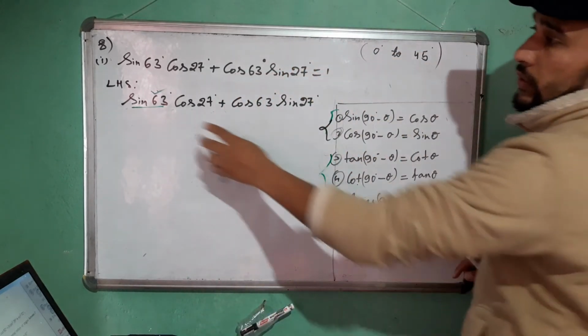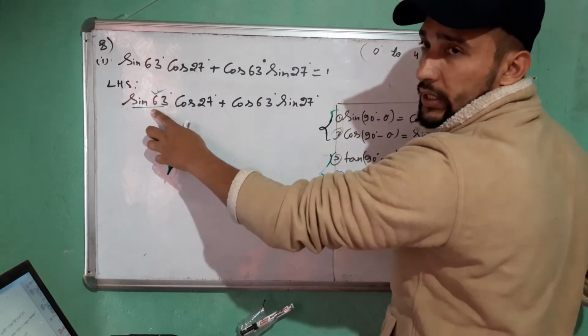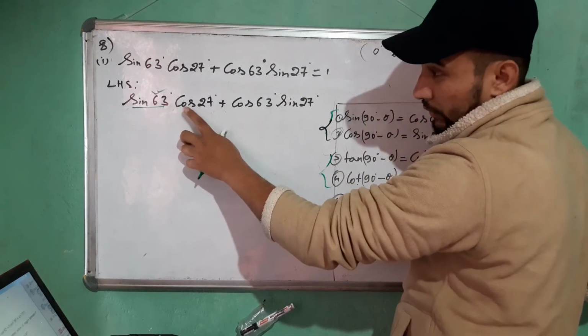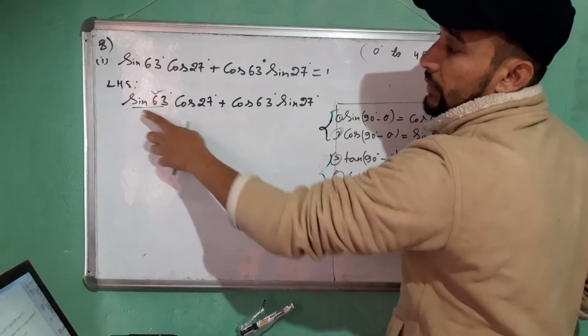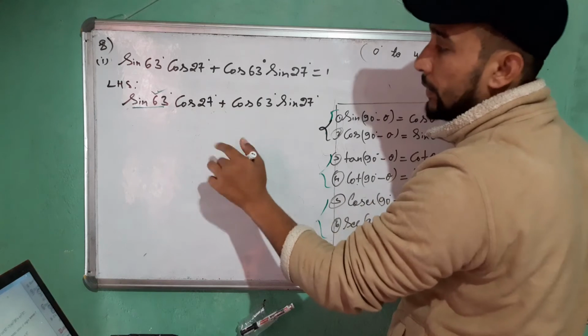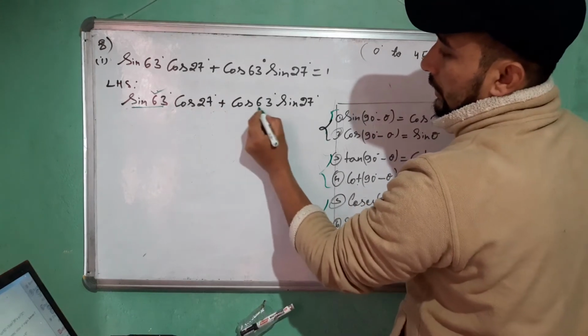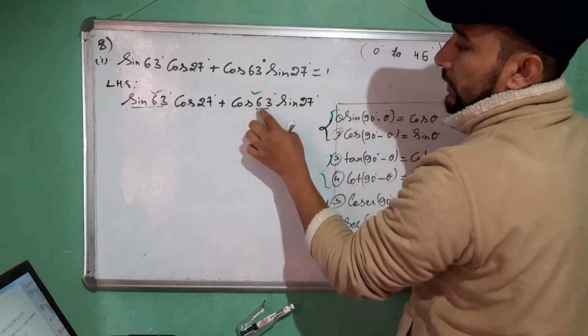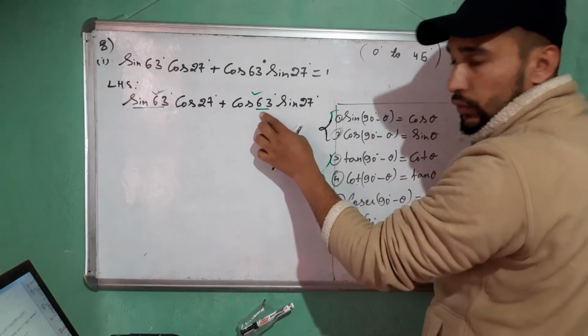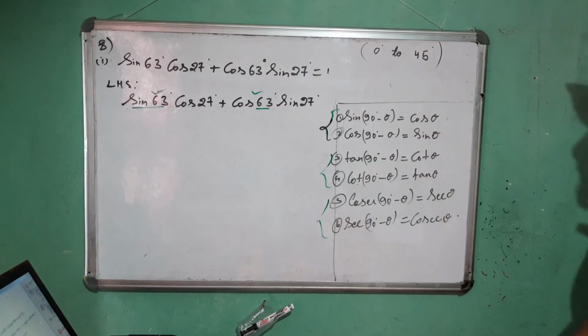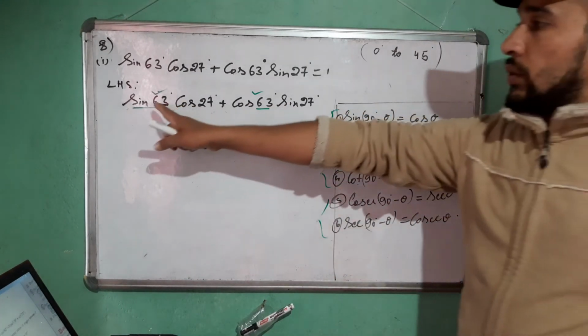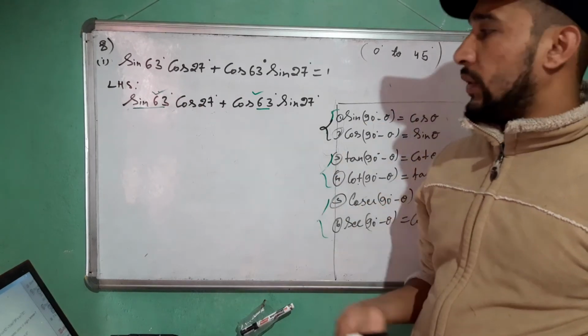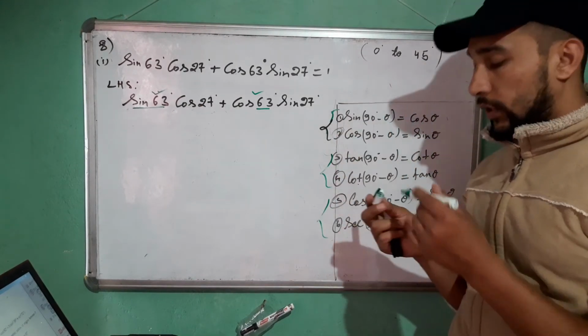Okay, so here you will get cos 27 degree, and here you have already cos 27 degree. Cos 27 into cos 27 is cos square 27 plus this is bigger angle, so I'll convert this. Here you will get sine 27 into sine 27, sine square 27. So cos square 27 plus sine square 27 degree is equals to 1. Proved.